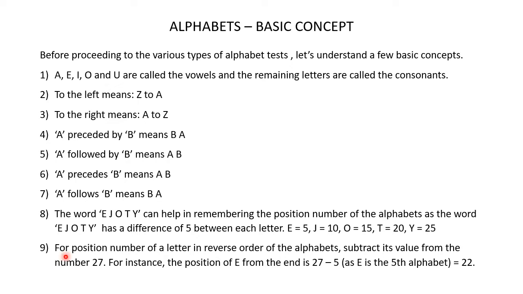Now, to find the position number of a letter in reverse order of the alphabets, you have to subtract its value from the number 27. For example, if you have to find the position value of the letter E in reverse order of the alphabets, you have to subtract the position value of E from 27. You know that the position value of E is 5. So subtract 5 from 27. 27 minus 5 is 22. So the position number of E in reverse order of the alphabets is 22. Hope you have understood all these basic concepts.